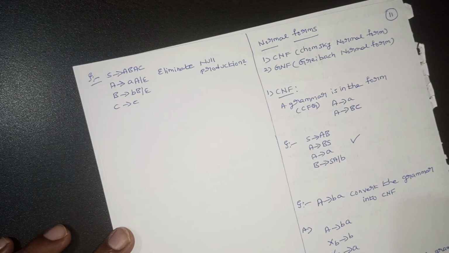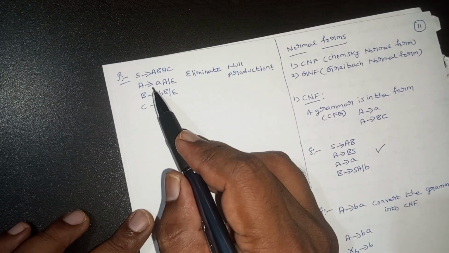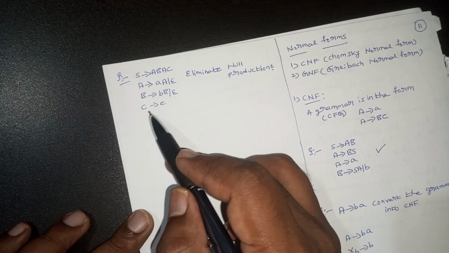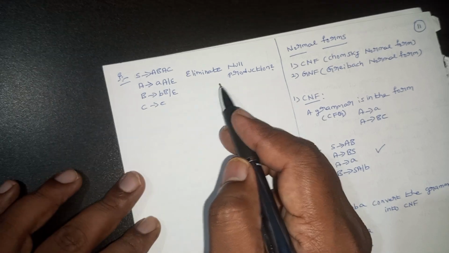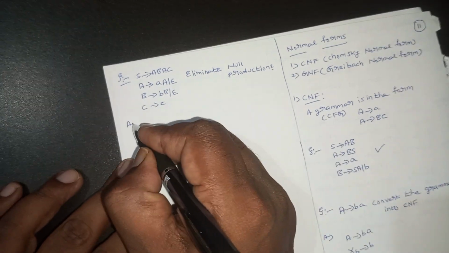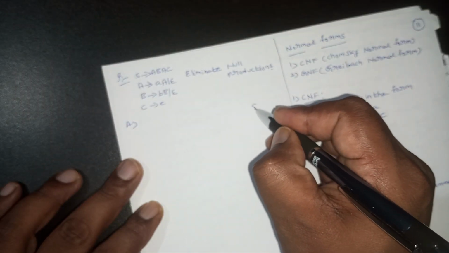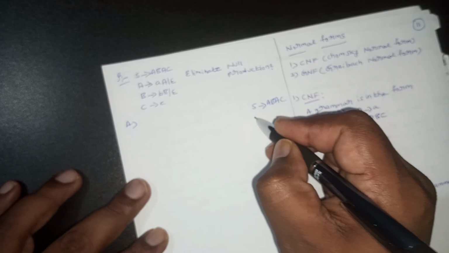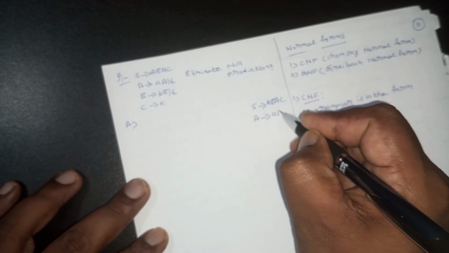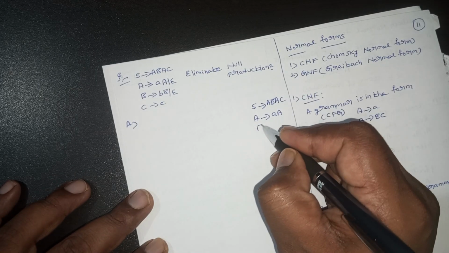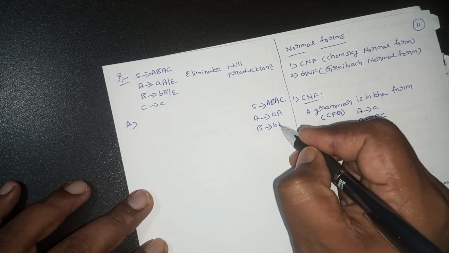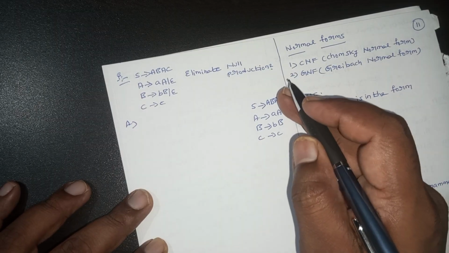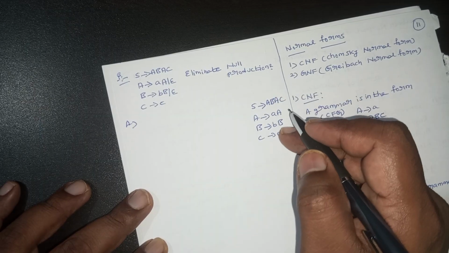Now you see here, S tends to AB AC, A tends to aA or null, B tends to bB or null, C tends to c. Okay, eliminate null productions. So first, write the grammar without null productions. S tends to AB AC. Next A tends to small a capital A, B tends to small b capital B, C tends to small c. Okay, these are the productions which don't have the null productions.